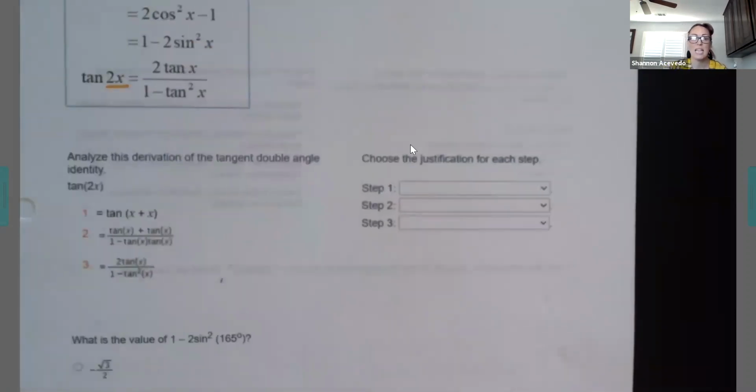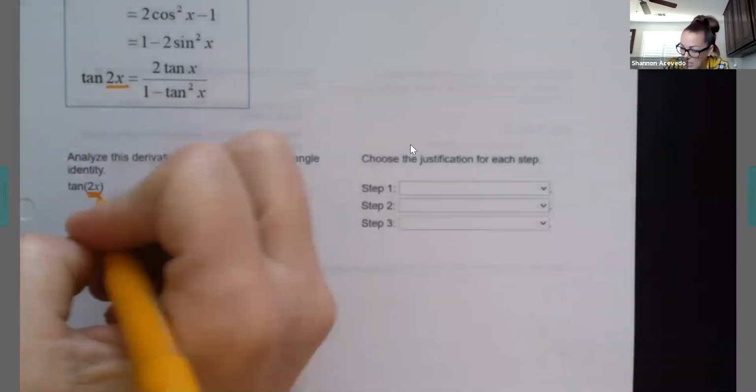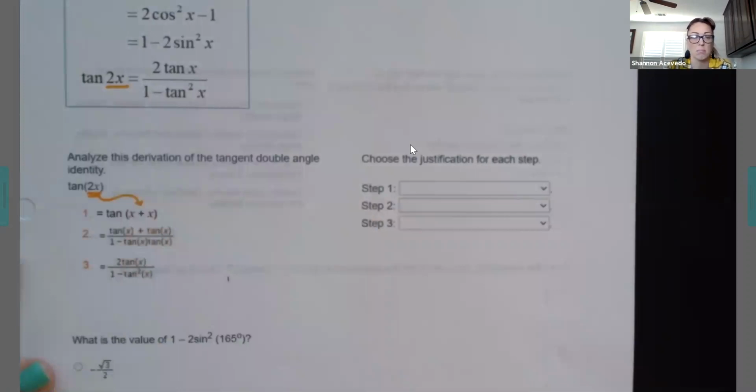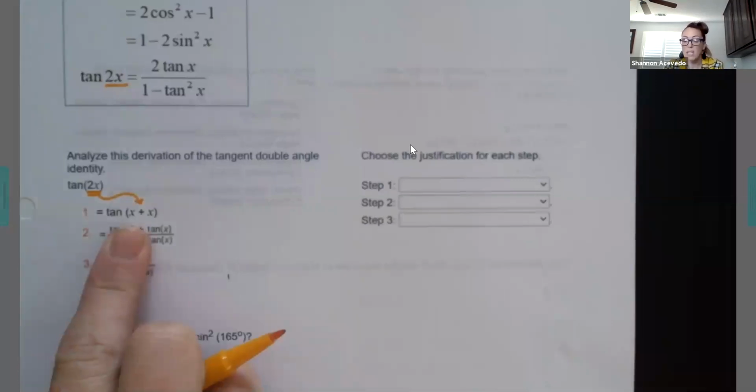So let's go ahead and start with this first problem. This first one says analyze the derivation of the tangent double angle identity. So tangent of 2x. Well, 2x, isn't that the same thing as x plus x? Yeah. If I add x plus x, it's just 2x. And this should look really familiar to you guys because this is just going to be a sum formula.